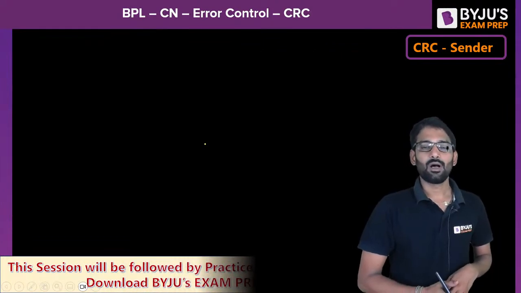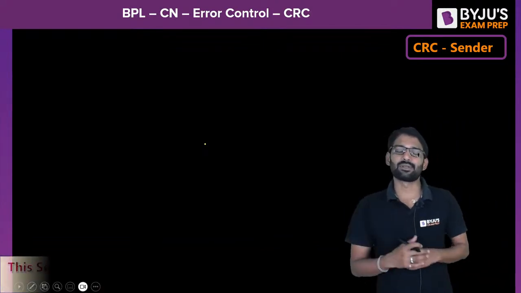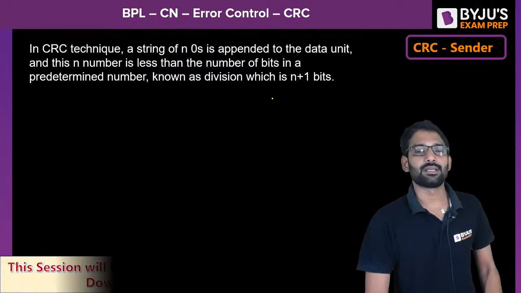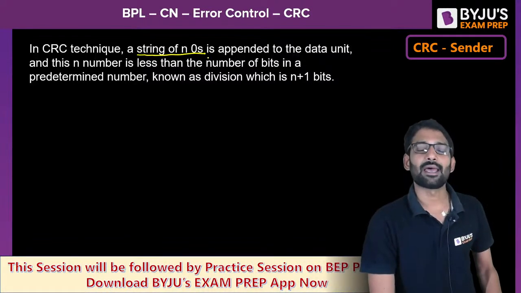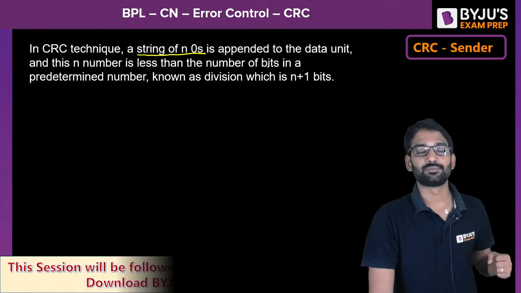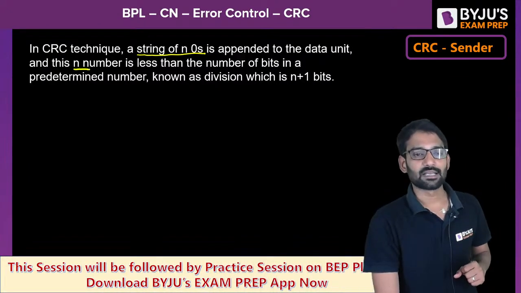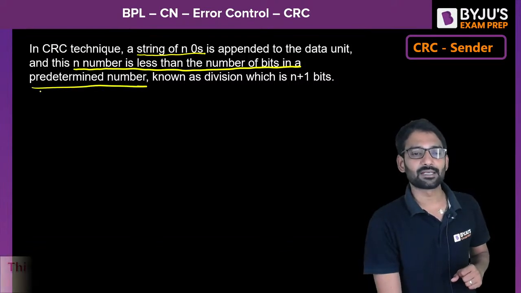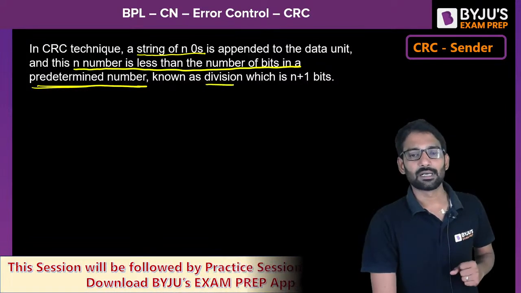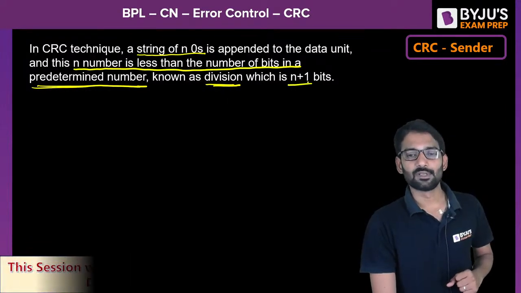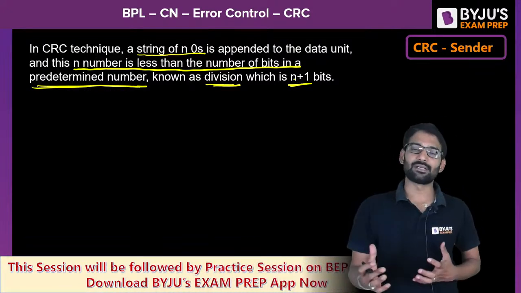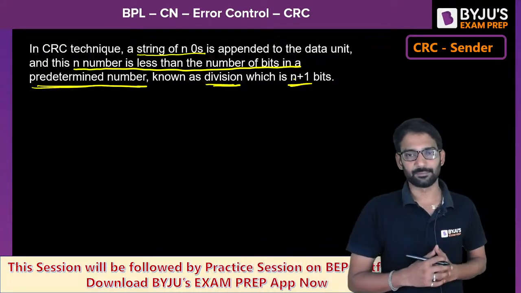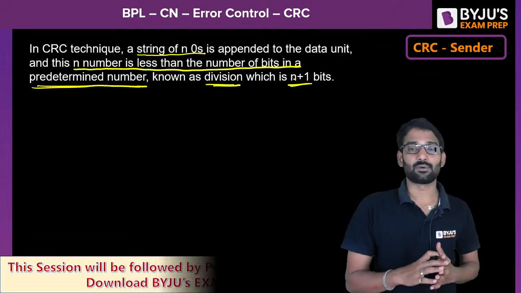Now, how does the CRC happen at the sender side? Let's see. In the CRC technique, a string of n zeros is appended to the data word. And what is this n? This n is one less than the number of bits in a predetermined number called the divisor. So if the divisor is n plus 1 bits, then we append n zeros at the sender side to the data word.